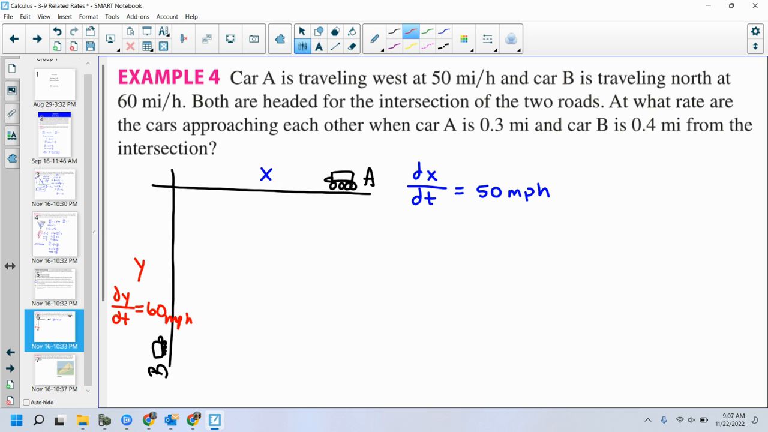How do I calculate the rate at which the cars are approaching each other? Well, think about this. I've got this other quantity out here, right? Let's call this z. Isn't z the distance between the two cars? So what am I really looking for? I want to see how fast z is changing, right? I want to know the rate of change of z. So really, I'm going to calculate dz/dt. That's what I want to know.